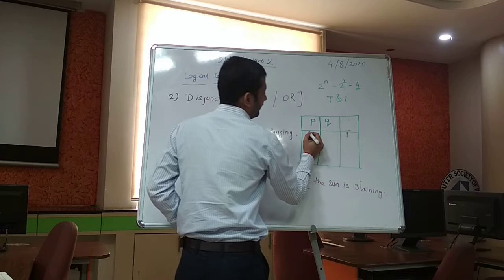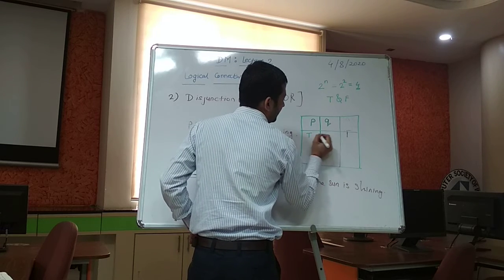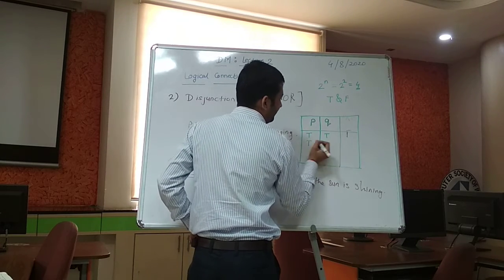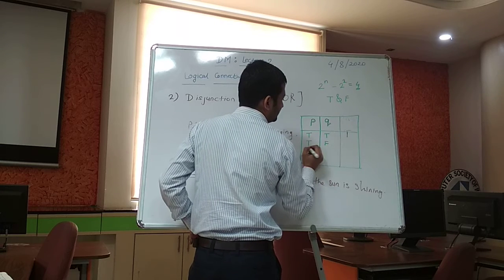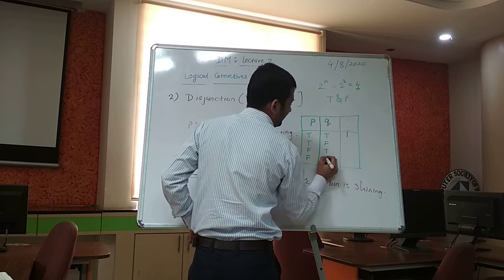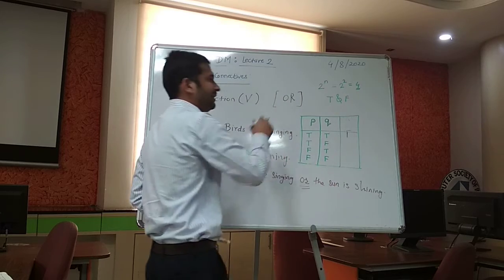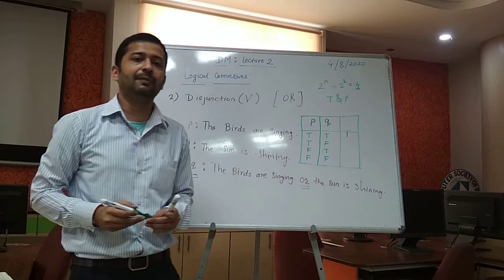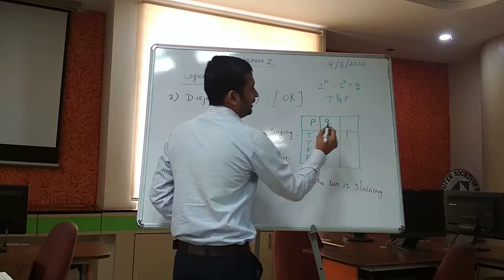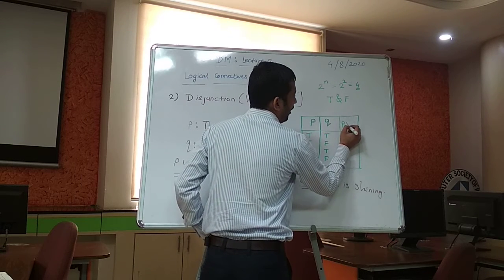So we'll make, if we consider both the statements are true, first statement is true, second one is false, first statement is false, second one is true, and both the statements are false. So this is another method to form the truth table for the input statements, and the compound statement for disjunction is P or Q.